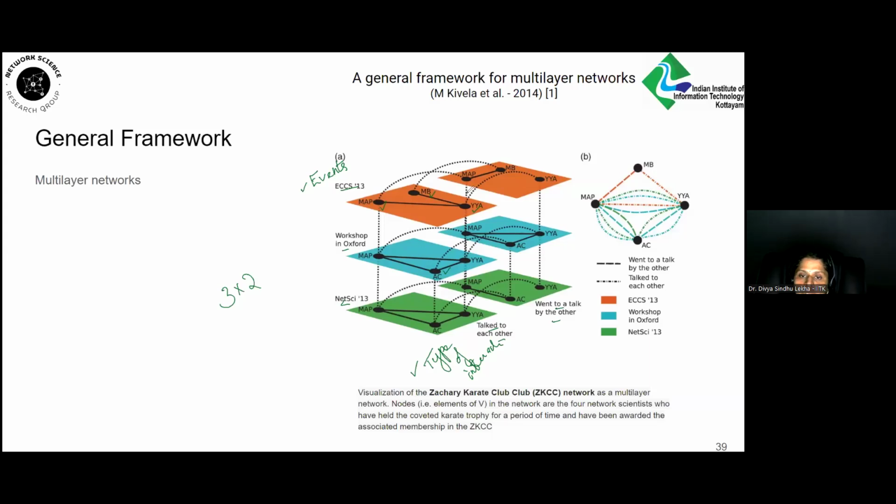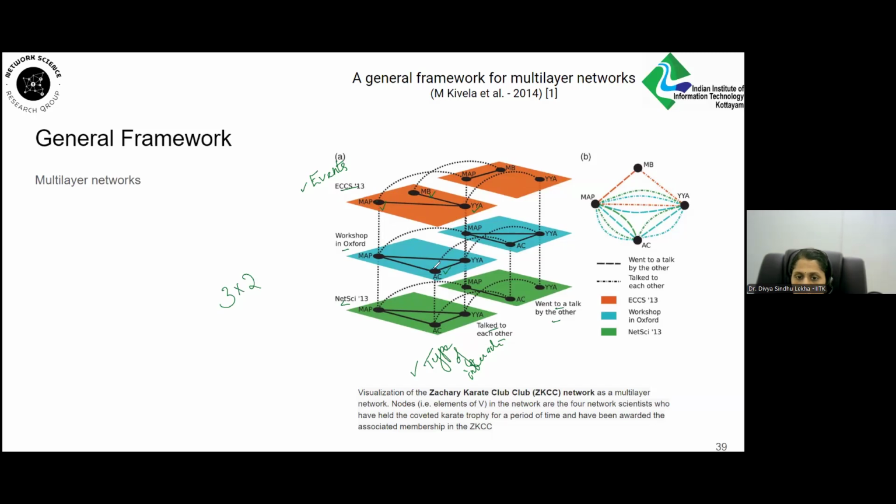Yeah, six layers of interactions we are dealing with. See, for example, this is the first layer, which is in ECCS 13, who all have talked to each other. You can see that MAP talked to YYA in this ECCS event, and YYA talked to MB. So they have mutually talked to each other. This is a symmetric relationship, we can say. They have talked to each other in this event.